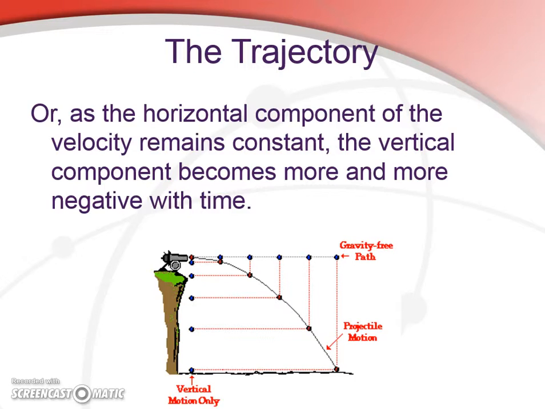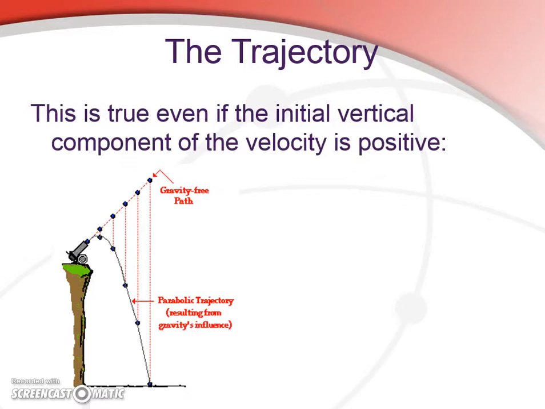And we can say that while the horizontal component remains constant velocity, the y component for our cannonball becomes more and more negative with time. It accelerates downward. And this applies equally if we had fired our cannon up into the air. We have the acceleration down, where it begins to move downward faster and faster once it's gotten rid of its upward momentum.